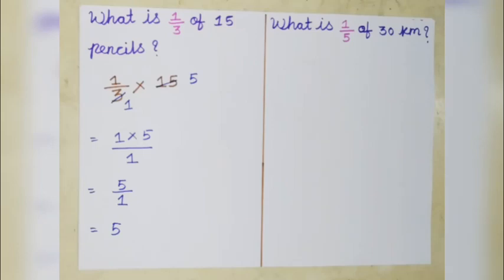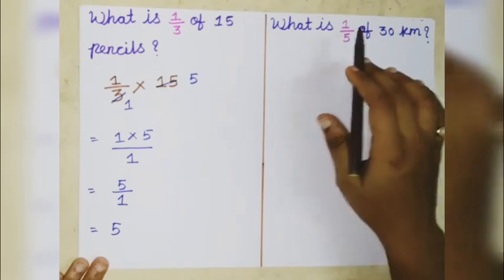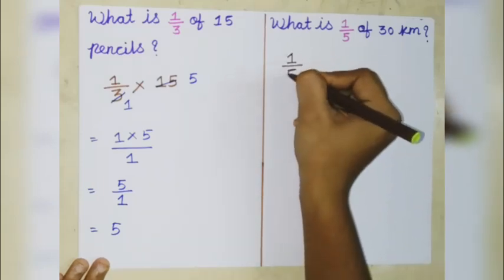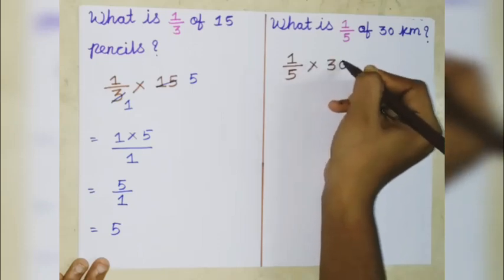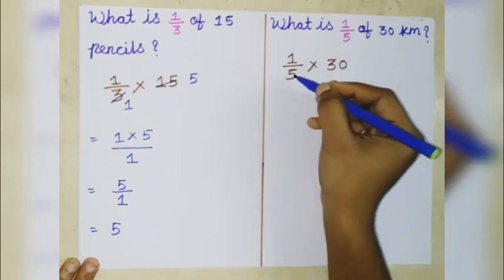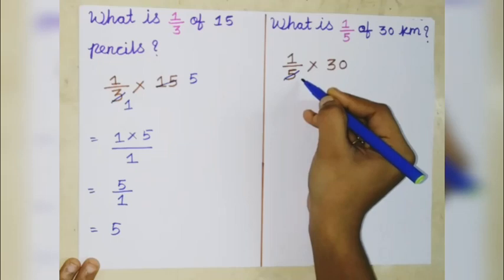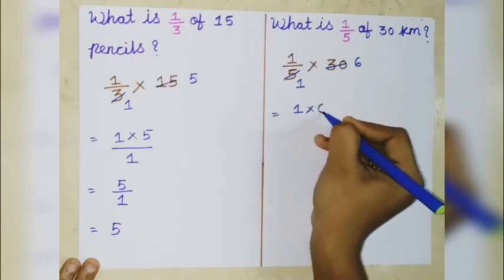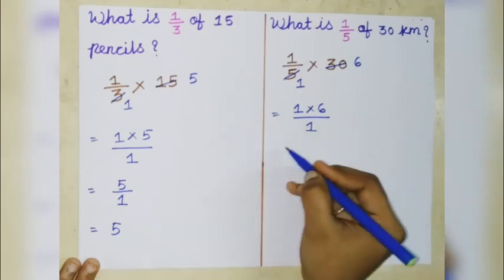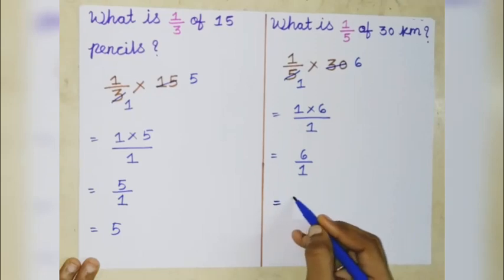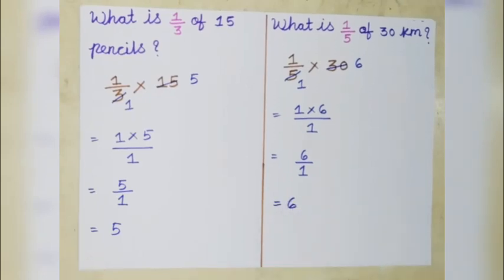See the next question. Here, our question is, what is 1 upon 5, means 1 fifth, of 30 kilometers? 30 is in the numerator and 5 is in the denominator. So we can divide: 5 ones are 5, 5 sixes are 30. So 1 multiplied by 6 and in the denominator we will write 1. Children, 6 ones are 6, denominator 1 is there. Final answer is 6. What is 1/5 of 30 kilometers? Yes, 1/5 of 30 kilometers is 6.